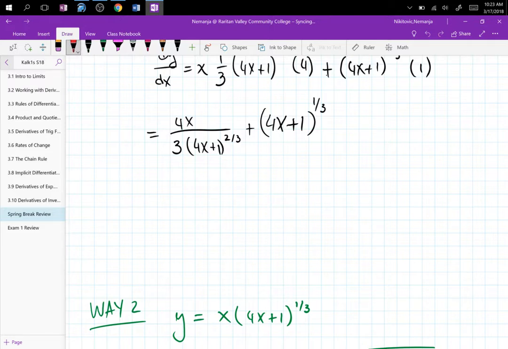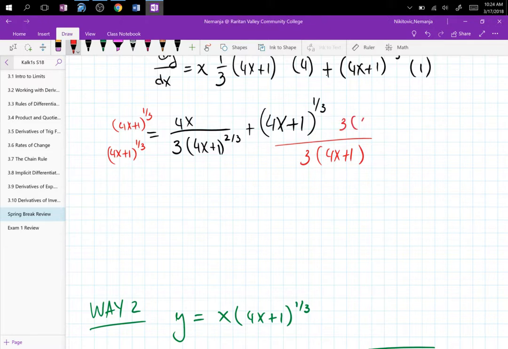Okay. So I will multiply this side by 4x plus 1 to the 1/3 to get this, to kill the power. On the other side, I need to multiply by 4x plus 1 and then 3 times in front. Does this fix the issue?